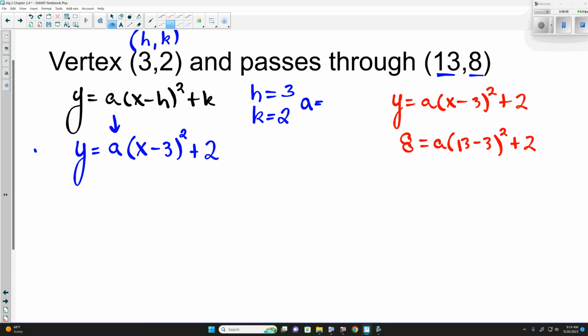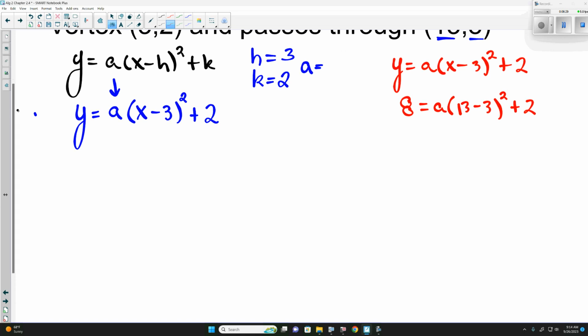So the first part is picking the correct equation. Since we have the vertex, we're going to be using vertex form. We know the vertex is (h, k), so we plugged in 3 and 2 for h and k. But to find the value of a, we're going to use the point it passes through, plugging in x and y in their corresponding spots. If we look at this equation in red, after plugging in 13 and 8 for x and y, how many variables do we have left? One, we just have a. So we need to solve for the value of a and then plug it back in.